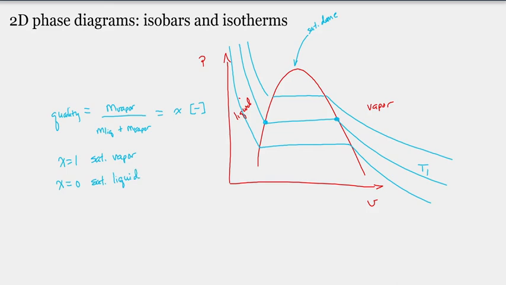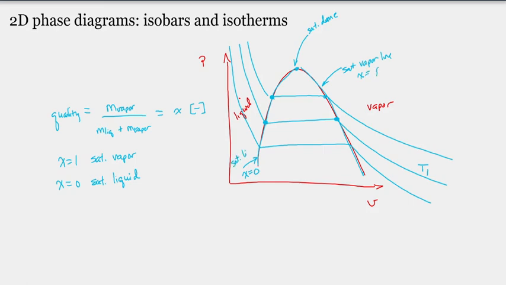liquid. And so these lines, these isotherms, which are also isobars within the saturation region, are defining this line up to the critical point. That defines the line where the quality is equal to 0. That's the saturated liquid line. And then this line here on this side is the saturated vapor line, where X is equal to 1.